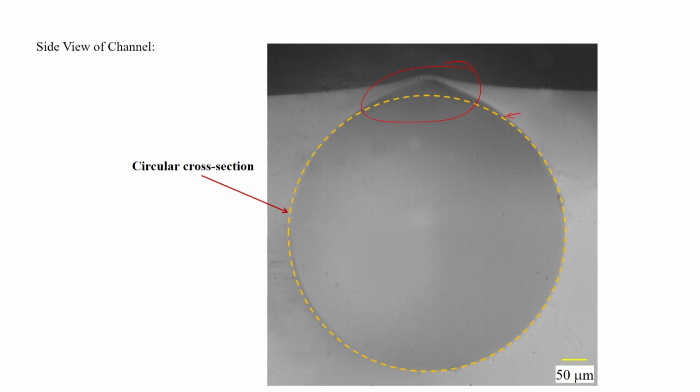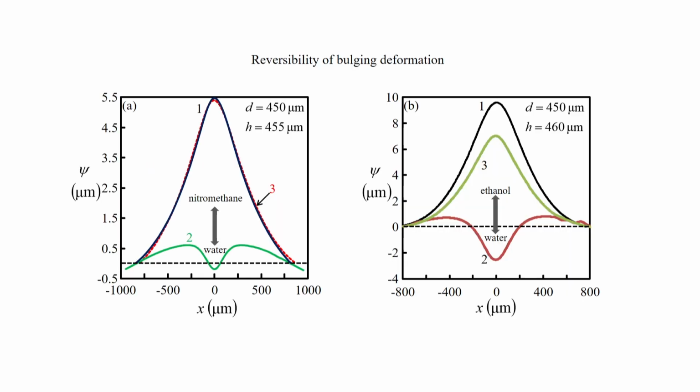What is the character of the bulging? It is reversible. That has to be seen. So for example, I was telling about water. When you put water, the bulging decreases, and then you remove water and put nitromethane. Nitromethane is a wettable liquid, so here the bulging goes up.